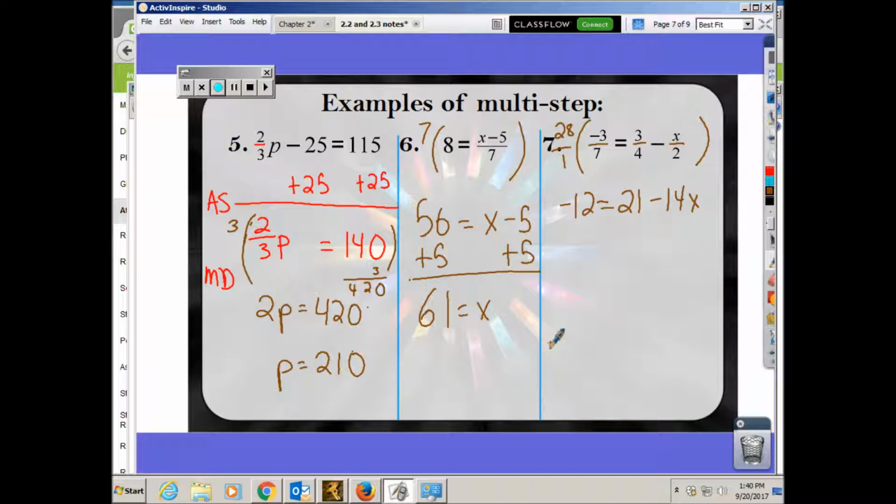Subtract 21. Okay. This is a common mistake I see kids make. That 21 there is positive, so you're subtracting 21 from both sides. Another mistake I see kids make is they add 12. The problem is that's going to give you 0 on this side. You don't really want that.